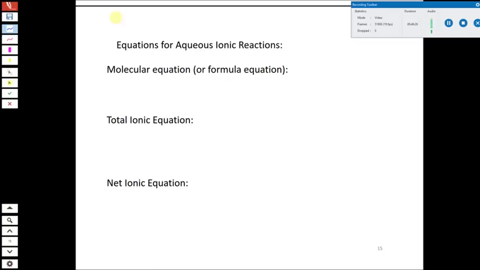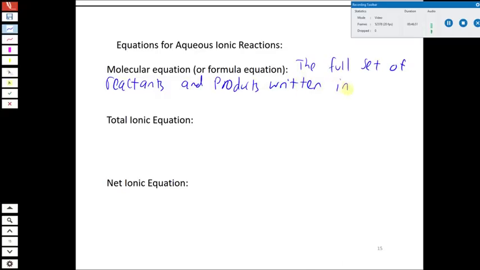The first one, which is called the molecular equation or the formula equation, is the one where we just have the full set of reactants and products, and we don't separate anything into ions. So they're just written as intact compounds. All the reactants and products are written intact. We're not separating them into their individual ions in any way.